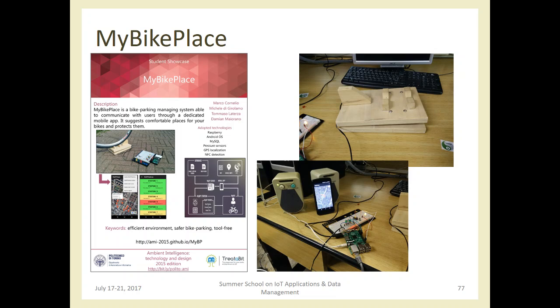So, two features. One is at the end of the day, when you go to pick your bike back up, it will tell you where you parked it, because in many cases you forget the spot. And second, if someone else is trying to pick it up, it will inform you, because it will understand that you are lifting the bike, lifting the sensor, without you being present there, without unlocking it with your smartphone. Security problem. Yeah.